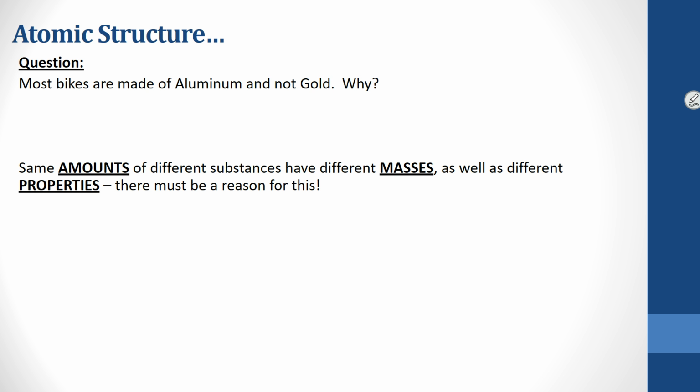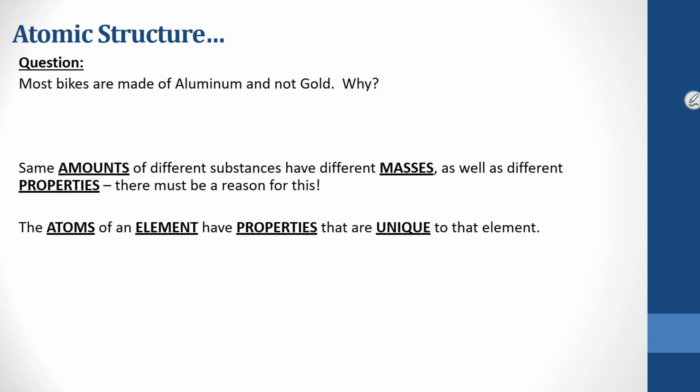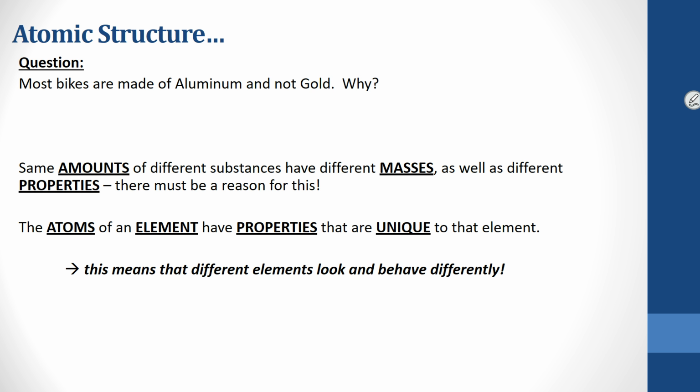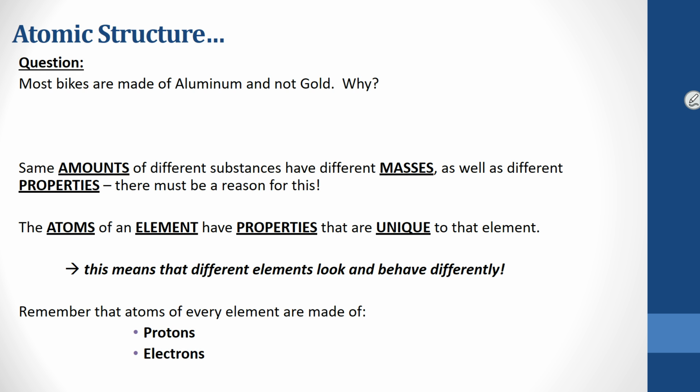So same amounts of these substances will have different masses and different properties, and there's reasons for that, and it actually comes down to the parts of the atom. And every element has unique properties that are unique to that one element. So, like I said, aluminum and gold are very, very different. They're both metals, but they're both very, very different. And the differences have to come from somewhere. So different elements will look and behave differently. And since all atoms are made of three things, protons, electrons, and neutrons, it must be the numbers of these things that are causing the differences in the different elements.